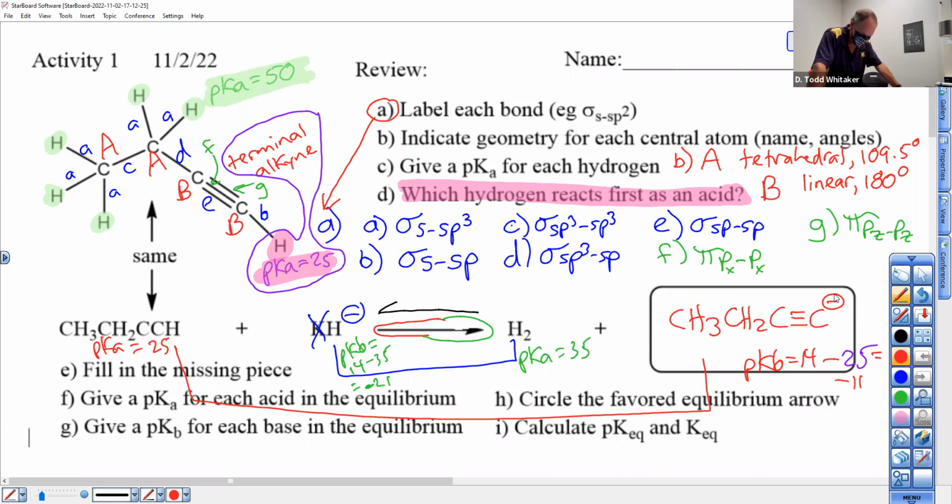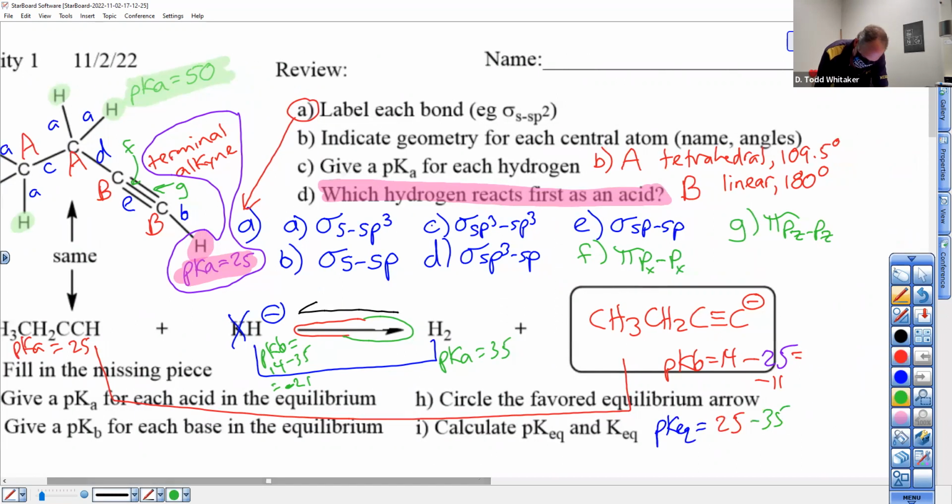We filled in the missing piece, we circled the favorite arrow. We're going to calculate pKeq. pKeq, left acid minus right every time, no exceptions. That's the equilibrium favoring the right side. Now we know how much by. 10 to the 10. There are 10 to the 10 times more products than there are reactants. That's what that means.